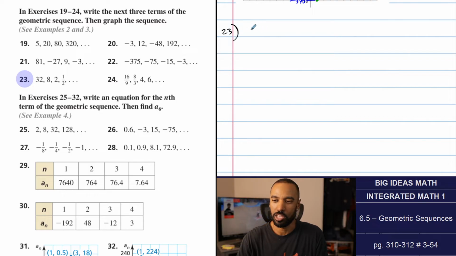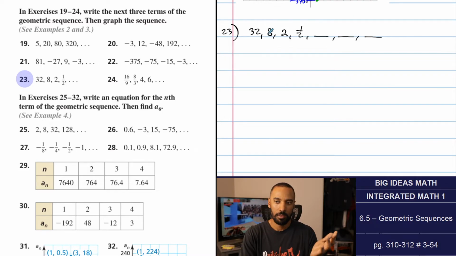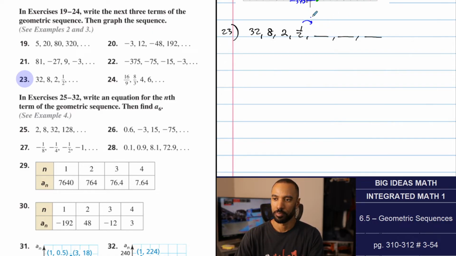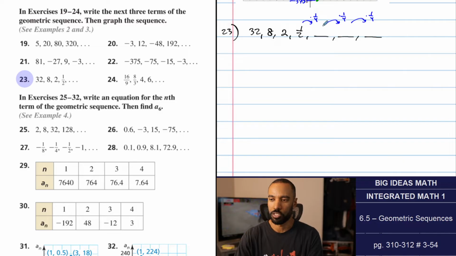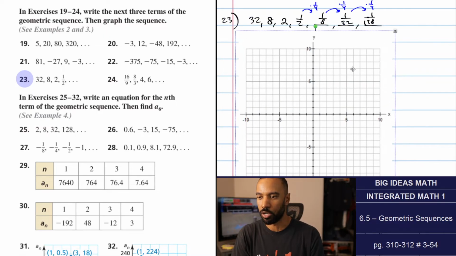Number 23, speaking of getting small, 32, 8, 2, 1/2. And then the next 3. Already in fraction realm. Which one's the easiest to work off of to figure out your common ratio? Maybe 8 to 2. We're dividing by 4. That's also times 1/4. So 1/2 times 1/4 is 1/8. 1/8 times 1/4 is 1 over 32. And 1 over 32 times 1/4 is 1 over 128. Like that. So, like I said, numbers get really small. Even 1/8 is pretty close to 0. Never mind the other 2 that are a quarter of that size.